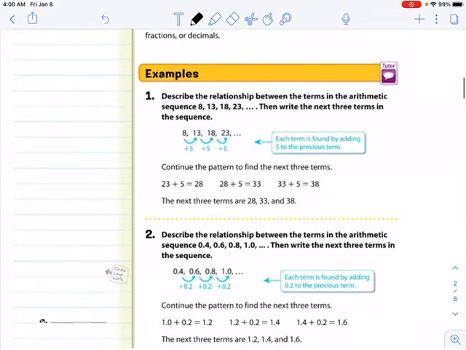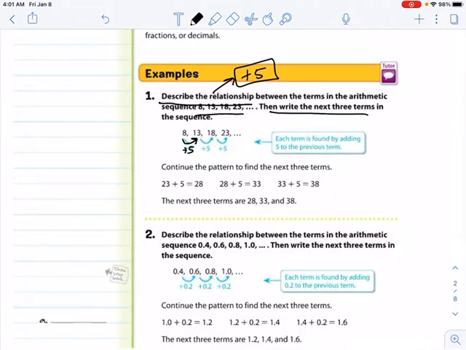So here in number 1, we need to describe the relationship in this sequence right here, and then write the next 3 terms. So you're looking, again, if you're starting at 8 and going to 13, how do you get there? Well, we know it's getting bigger, so I put a plus sign, and it's getting bigger by 5. And so when your question's asking to describe the relationship, that means it would look like this. You're just adding 5.